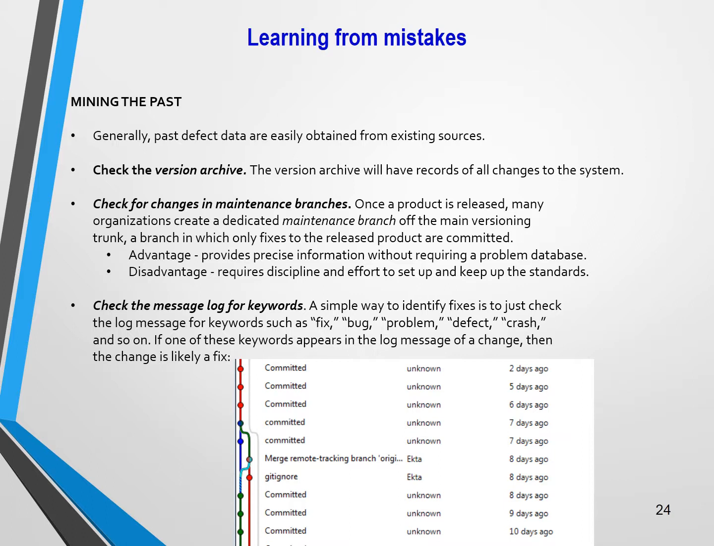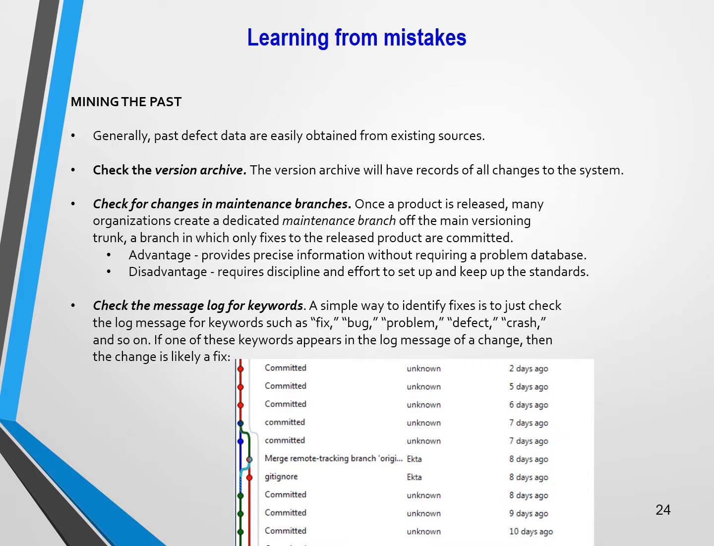Once a product is released, many organizations create a dedicated maintenance branch off of the main versioning trunk, a branch in which only fixes to the released product are committed. Advantages: provides precise information without requiring a problem database. Disadvantage: requires discipline and effort to set up and keep up the standards.